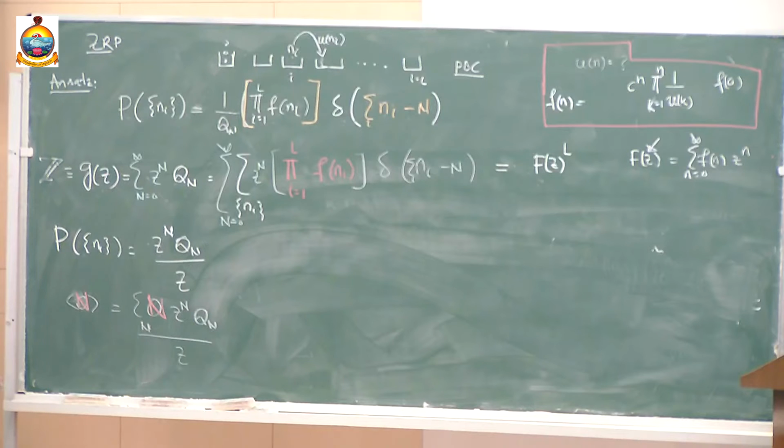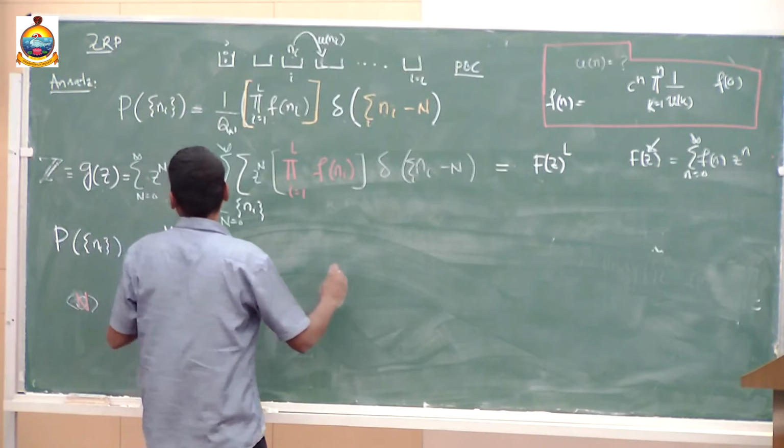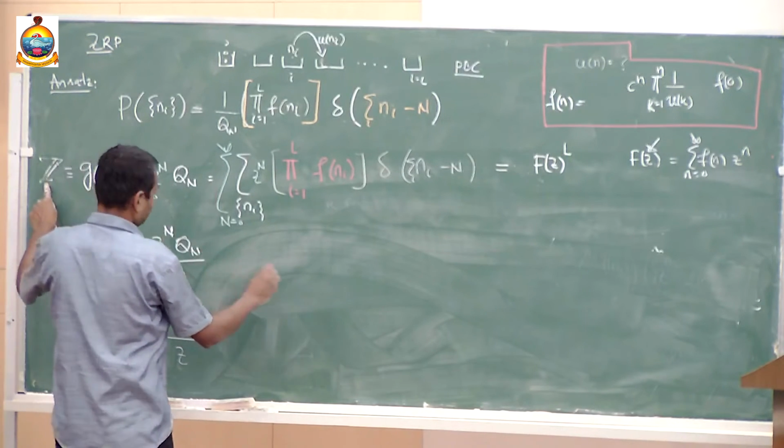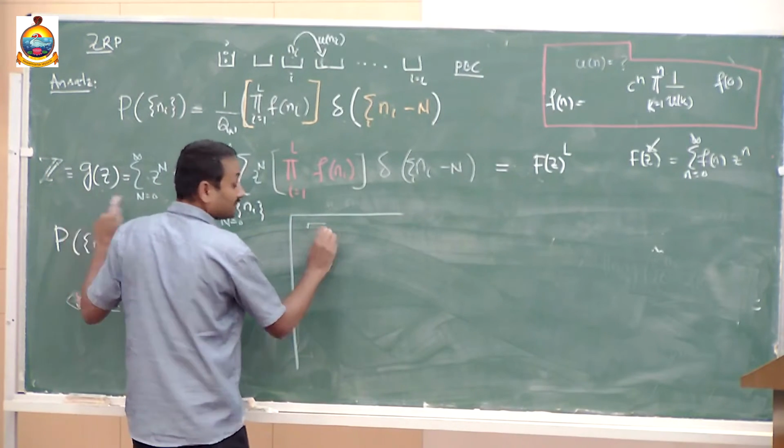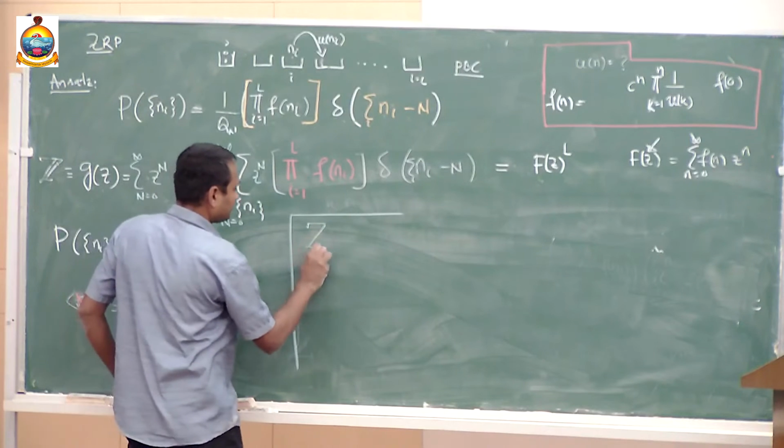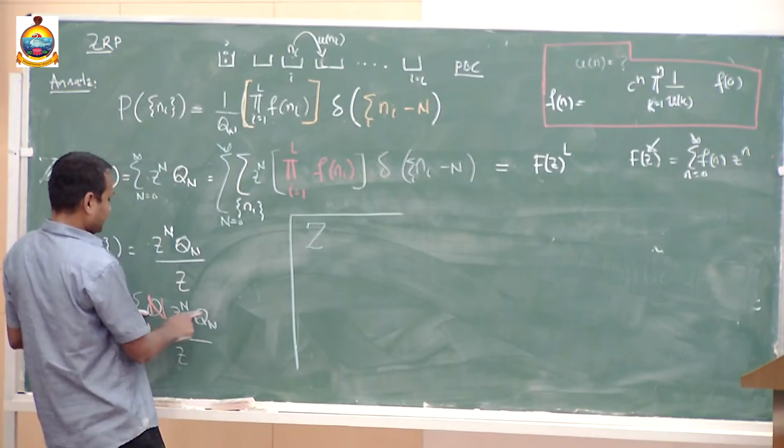Now, let us say that if you know G(z), can you relate this n average with G(z)? You look at this expression, so z to the power n. Let us write this equation. So you want n z to the power n.